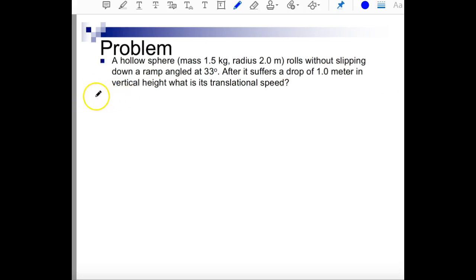Let's go ahead and draw a picture of this. So I think what we'll do is we'll just kind of do that so that it does that there. And now we've got our hollow sphere, and we know that we have an angle here of 33 degrees. This one has a mass equal to 1.5 kilograms, and we know that our radius is 2 meters. Pretty big ball. We know that the distance, or the change in height here, is 1 meter. So here h is equal to 1 meter.